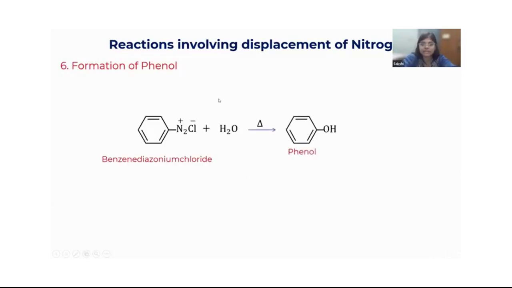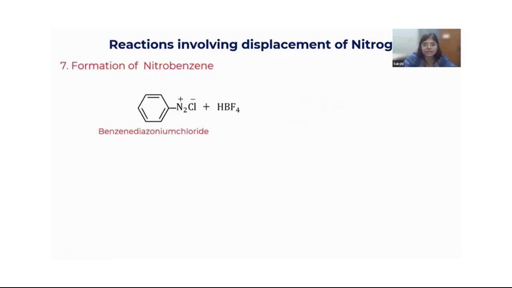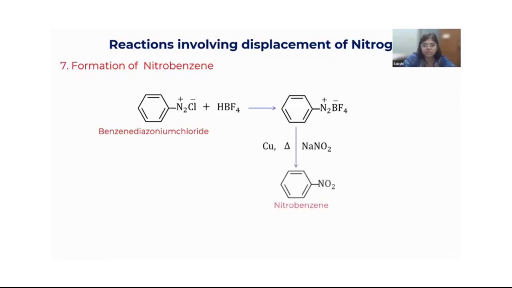Okay. Next, if you treat benzene diazonium chloride simply with water, you get phenol, right? Now, these reactions are again the displacement of nitrogen, like N2 is removed entirely, right? This entire group is removed, right? Okay, this reaction is again very important. All of the reactions which involve the benzene diazonium chloride are very important.